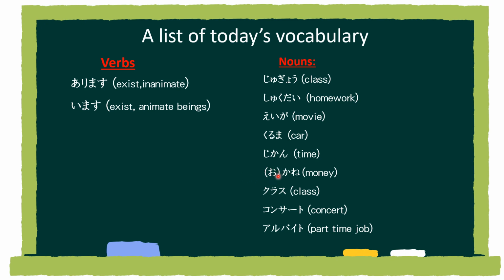This お is a polite marker お。クラス class. So クラス and 授業 are the same thing and often used interchangeably. But there are slight differences between these two words and I will talk about that later. コンサート concert. アルバイト a part-time job. This is often referred to as バイト for short.